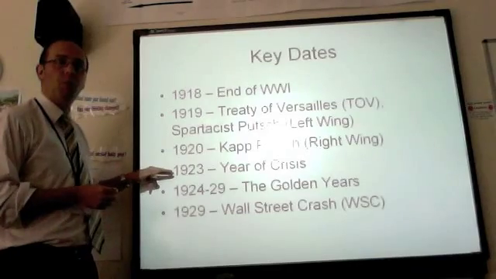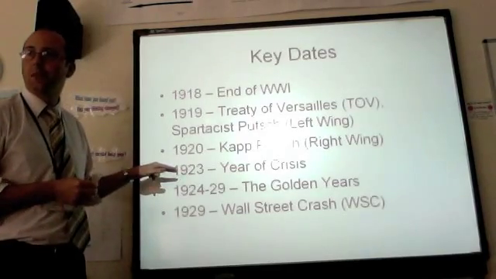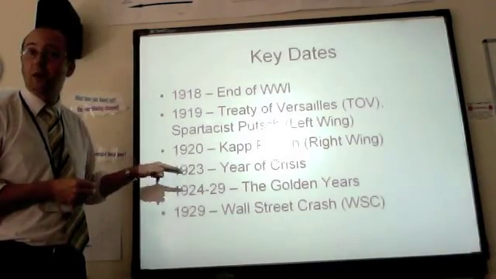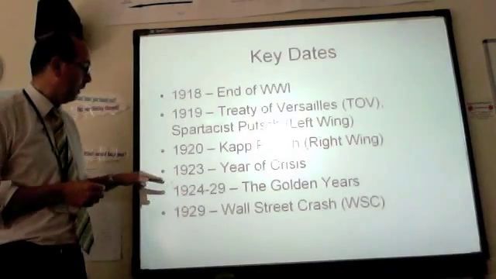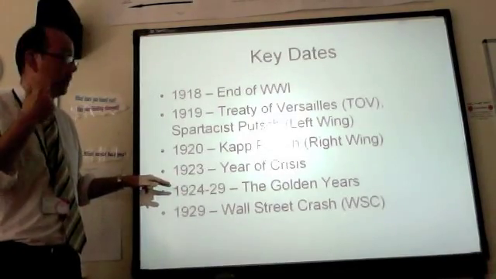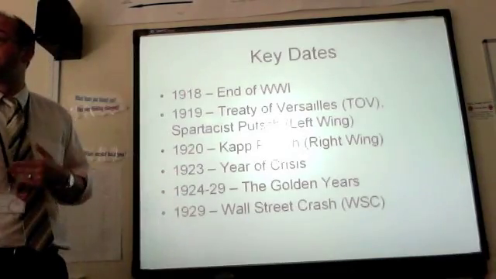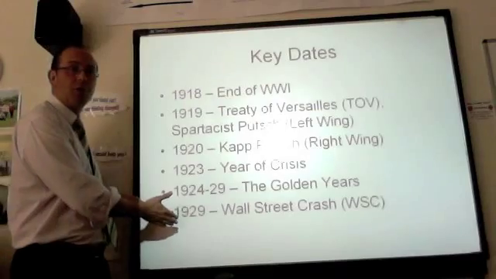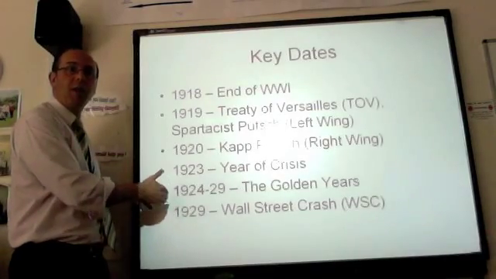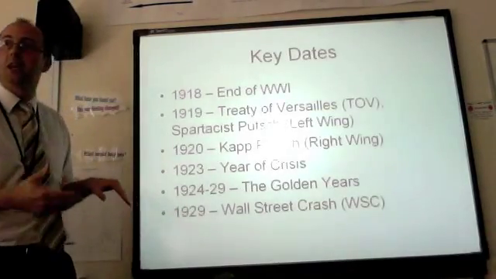In 1923, we have the year of crisis: the occupation of the Ruhr and hyperinflation. 1924 to 1929, we have the golden years, when Germany recovers and Weimar is popular, which ends with the crash of 1929, and then we have four years until Hitler comes to power.